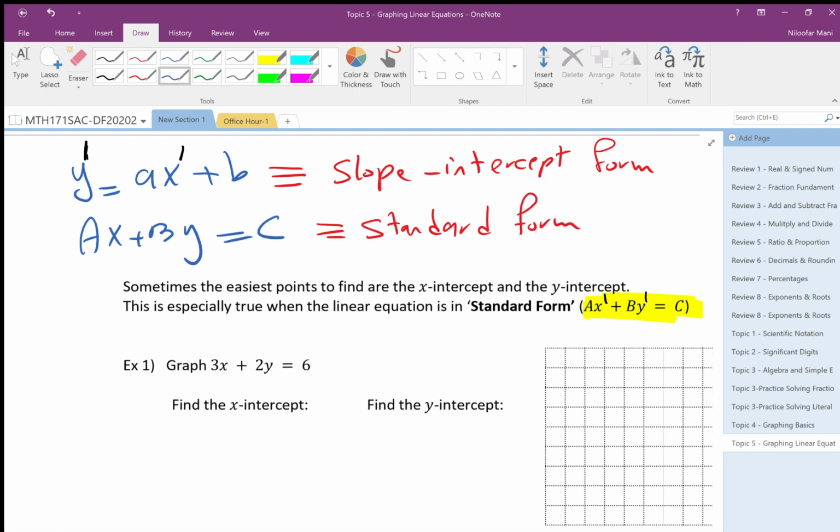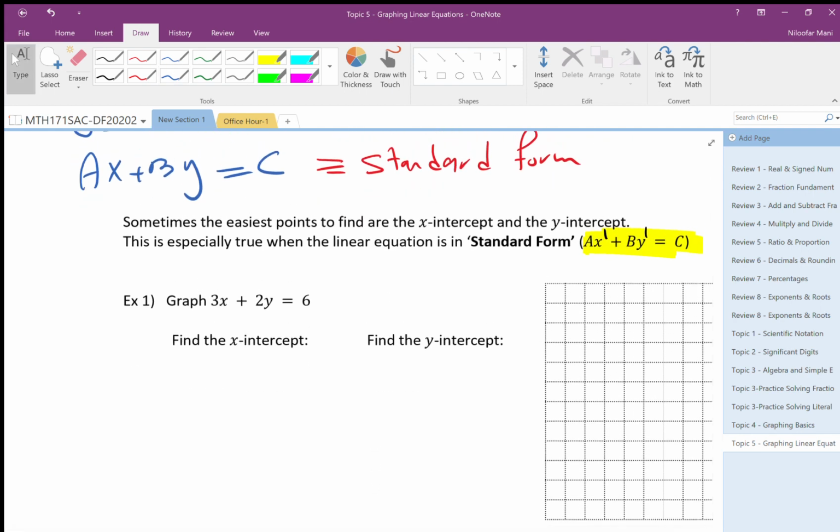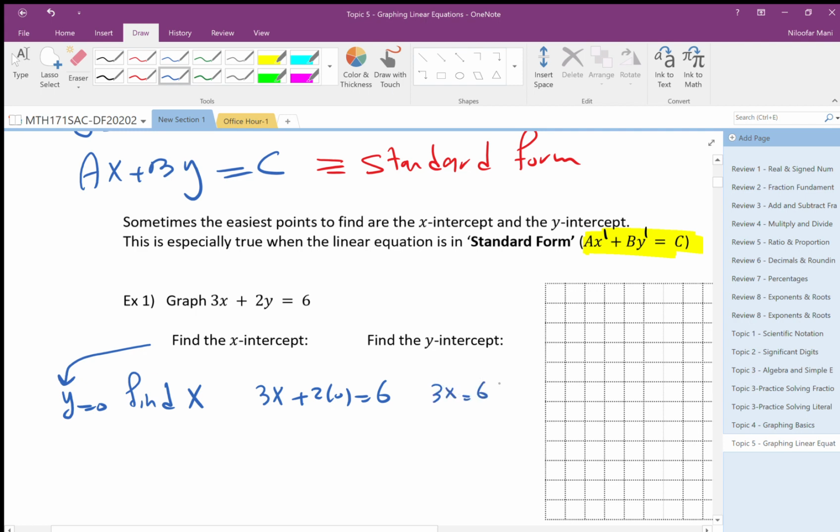Okay, so graph 3x plus 2y equals 6. I want to go by this method. I want to find 2 points, and I want them to be the x-intercept and y-intercept. So for the x-intercept I put y equals 0 and find x. So 3x plus 2 times 0 equals 6. Oh, perfect. If I have this form, it's easier for me to find x. So 3x equals 6 and x is 2. So the point for the x-intercept is 2 and 0.